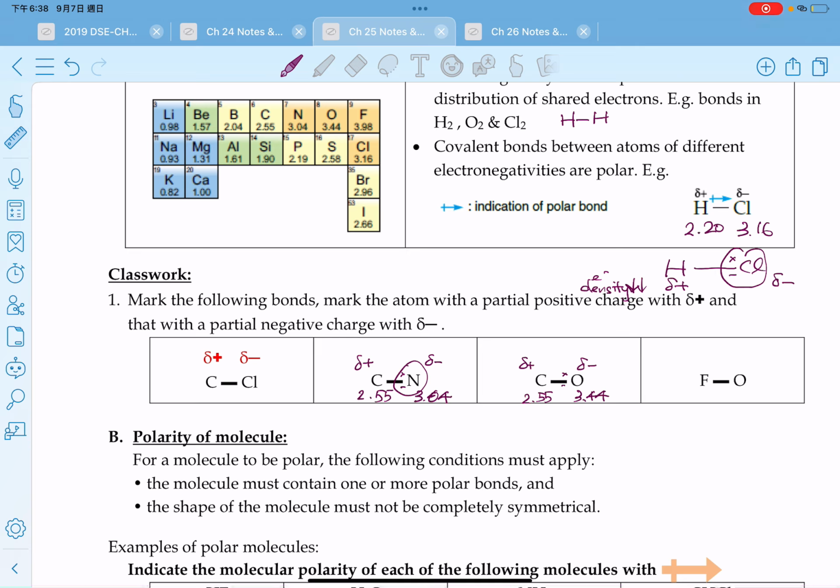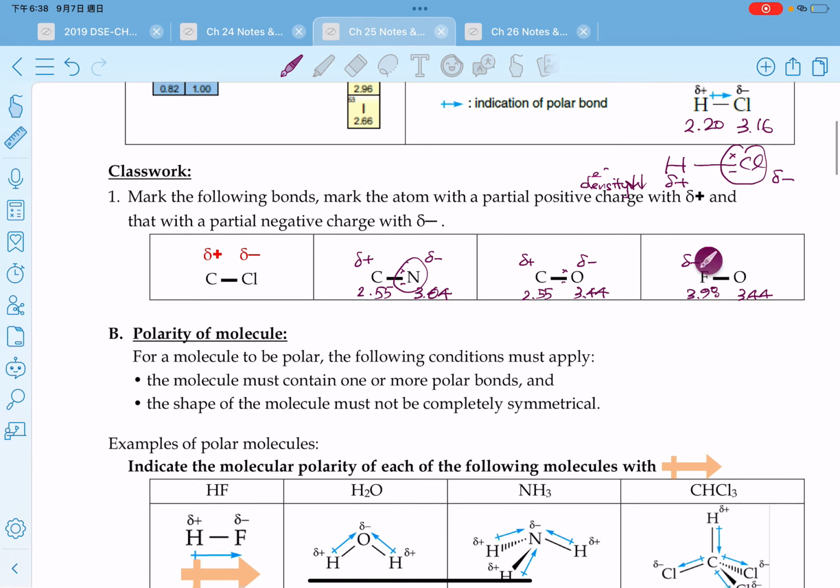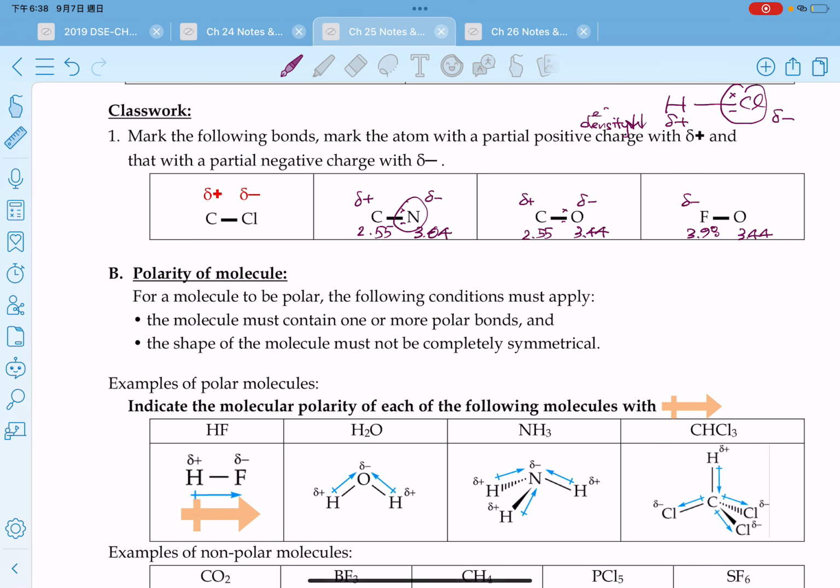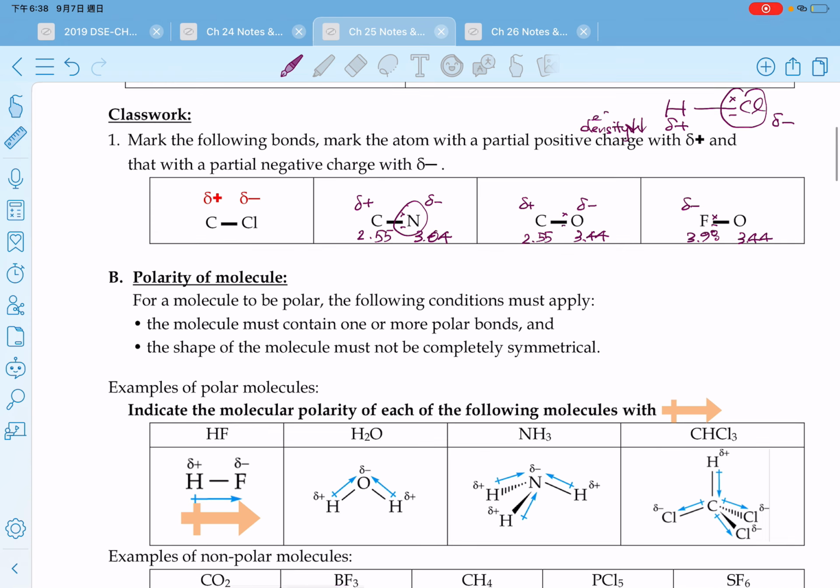For fluorine and oxygen, we found that fluorine is 3.98, while oxygen is 3.44. So that means fluorine has a higher electronegativity. Hence, fluorine has a higher power to attract the bonding electron and makes the fluorine atom delta negative, while the electron is already being attracted by the fluorine. Fluorine having higher ability to take the electron, so oxygen becomes delta positive. The electron goes to the fluorine side. This is part A.